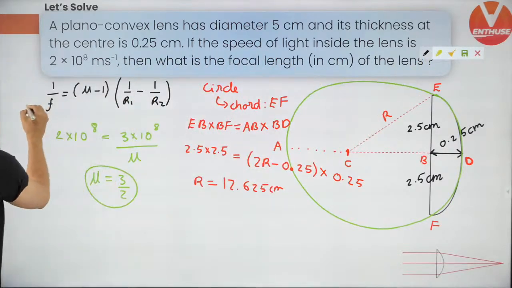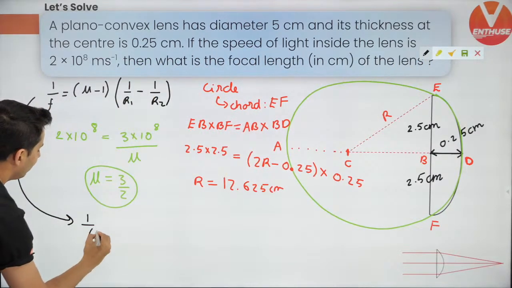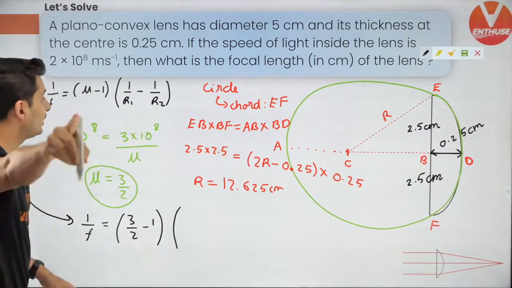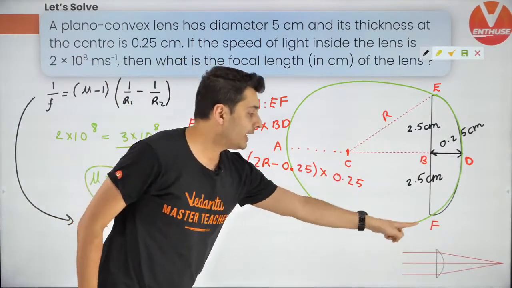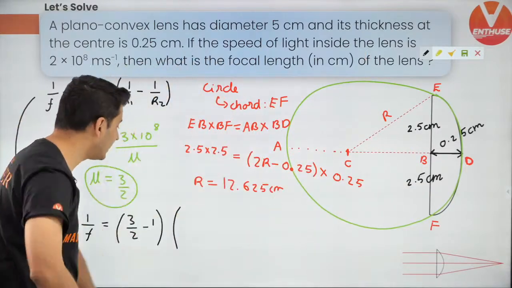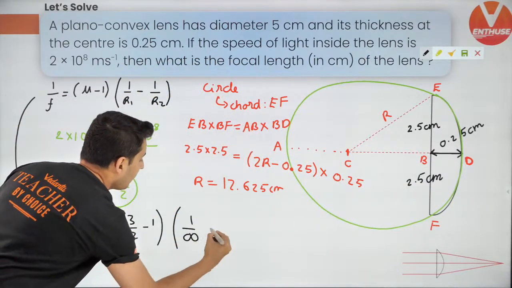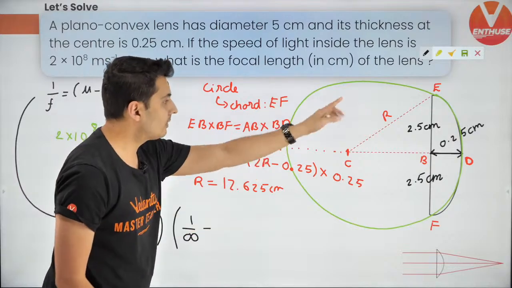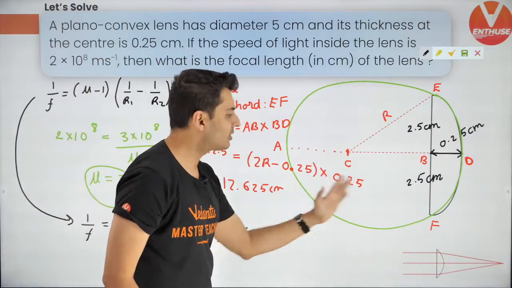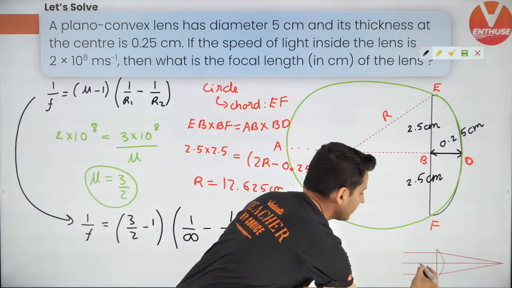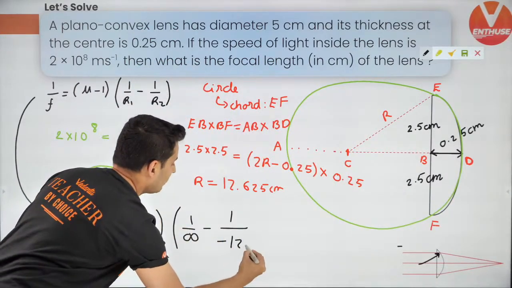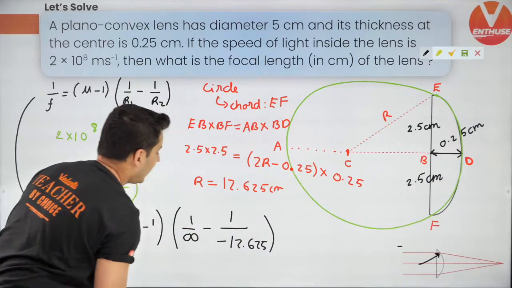So going back, 1 by F will be equal to 3 by 2 minus 1. Be careful now, what will be R1? Radius of curvature of the first surface, that's a flat surface, it's infinity. So 1 by infinity minus radius of curvature of the second surface, that is negative. Why? Because the center is on the left side. So the radius of curvature will be negative guys. So minus 12.625, and that's it.